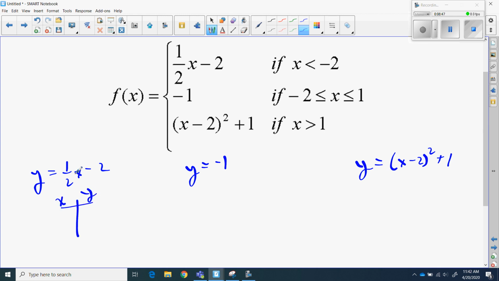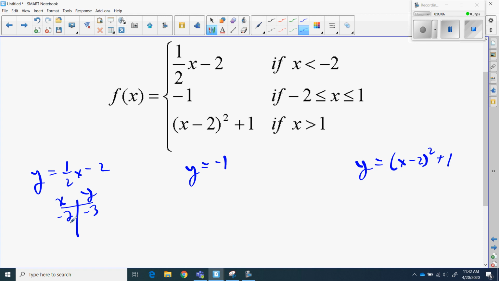This is linear because it's x and y to the first power. I have to choose the boundary number. That's the first number I always put in my chart. So that's -2. Fill it in here for x. So 1/2 of -2 is -1. Take away 2, -3. Now notice there's no equal sign this time on the top interval.